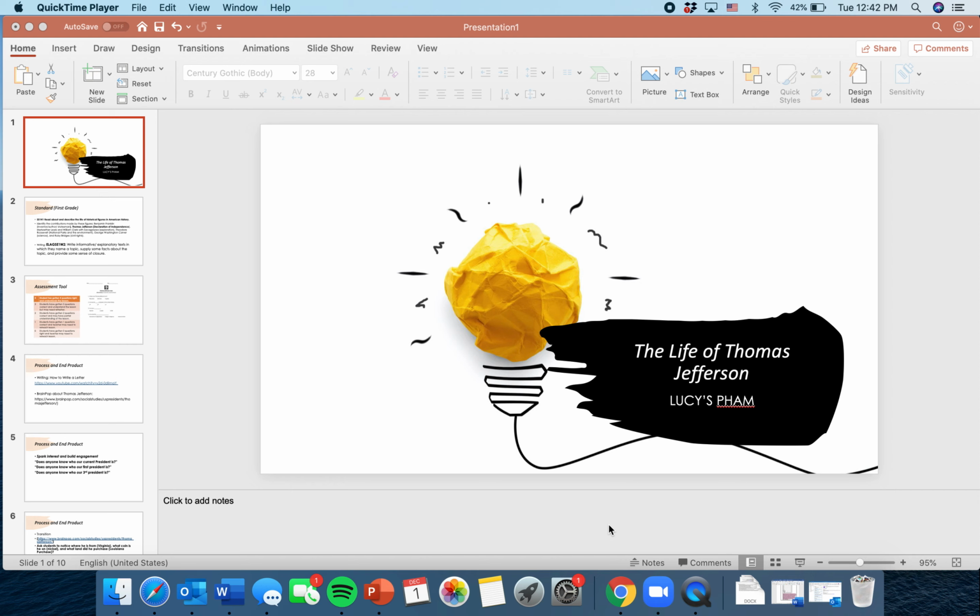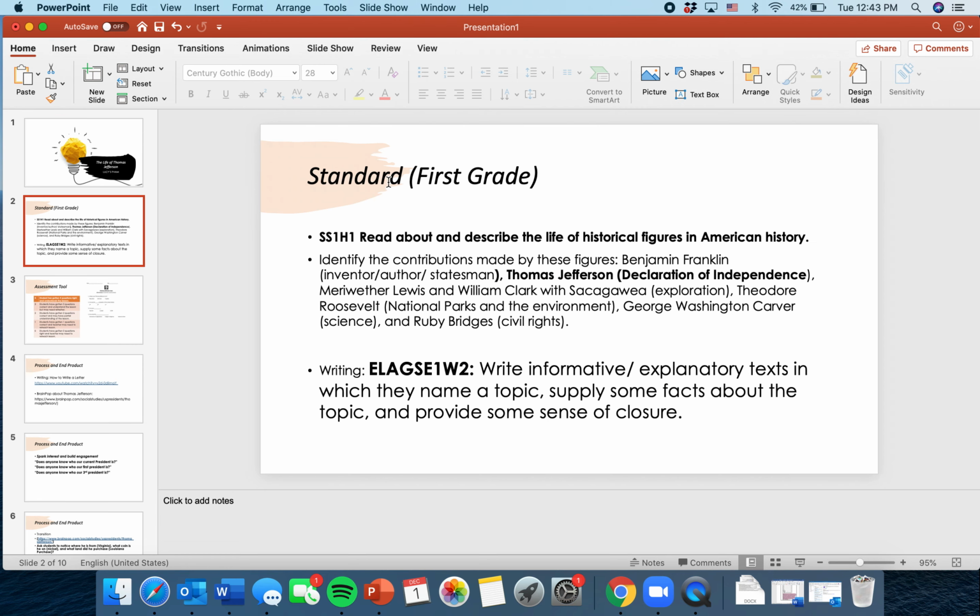Social studies project. I did it on the life of Thomas Jefferson because my students are currently learning about him. So I felt like this was appropriate for my social studies project. Right here is my social studies standards for first grade, where students will read and describe the life of historical figures in American history. So we're focusing on Thomas Jefferson and the Declaration of Independence.